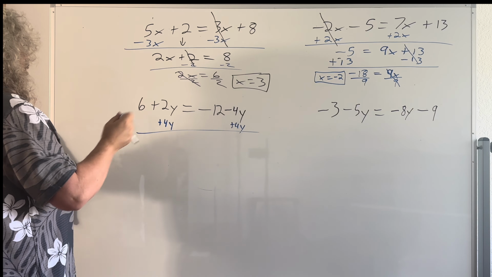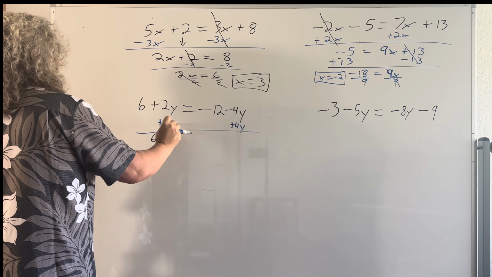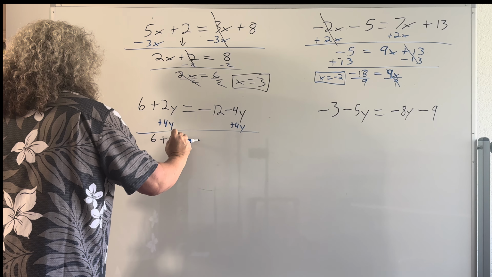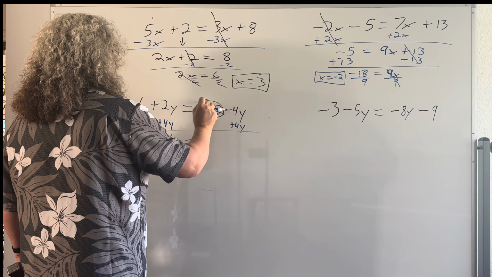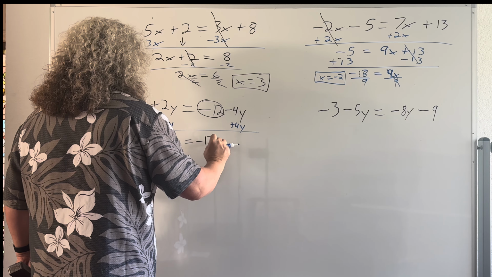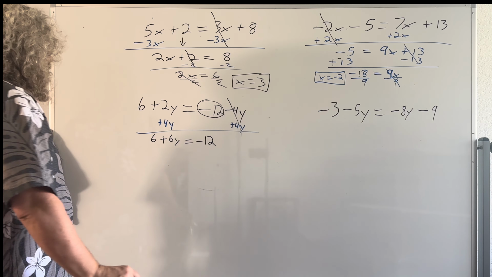Boom. Let me use my black pen here. 6, I did nothing with them, so I'm going to copy them. 2y plus 4y is a positive 6y equals, I didn't do anything with him, but watch, he has a negative sign, so I have to copy the negative sign, and they die. And that's what I get when I make my first decision, okay?